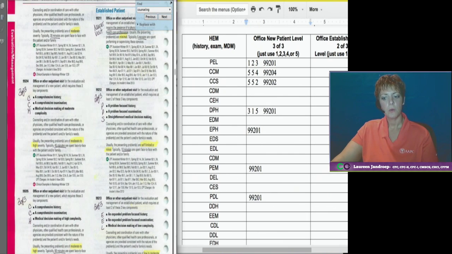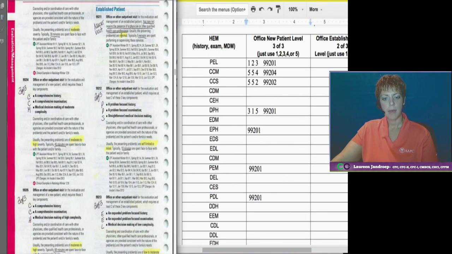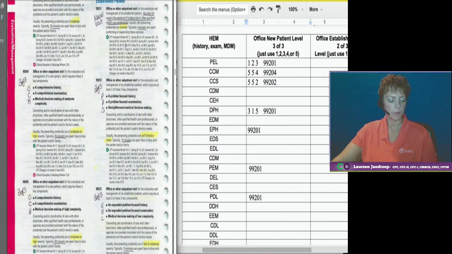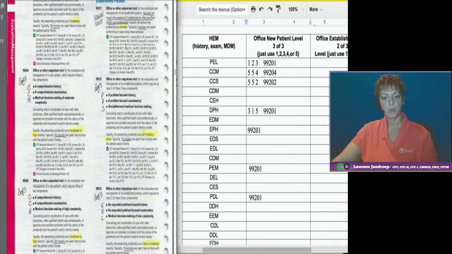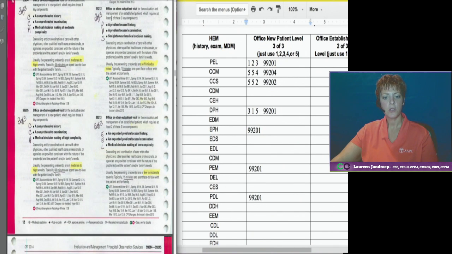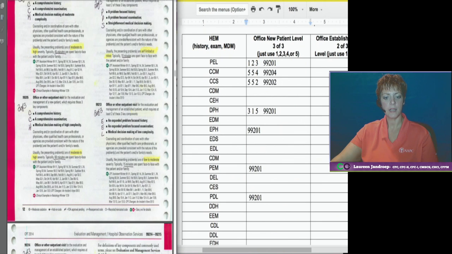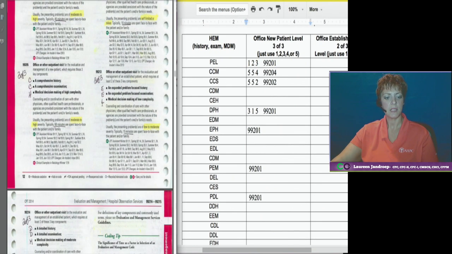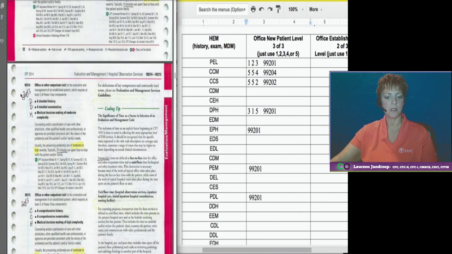All right, so for established, now we're not going to use a 99211 because that's technically a nurse visit and it's not a bulleted code. So your 99212 is a PPS, and here it says 2 of these 3 key components. Okay, so that's the same for the whole subcategory. Your 99213 is an EEL, and your 214 is a DDM, and your 215 is a CCH.